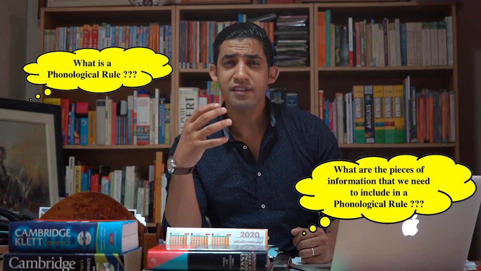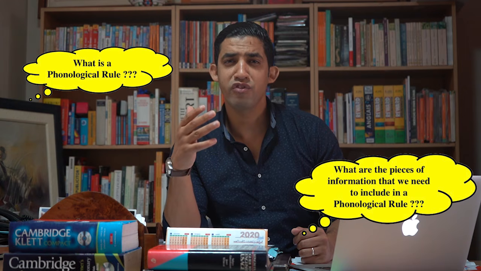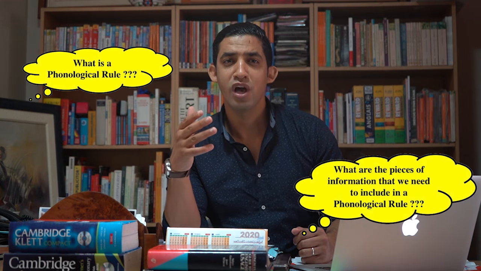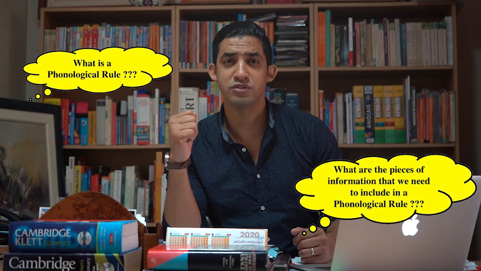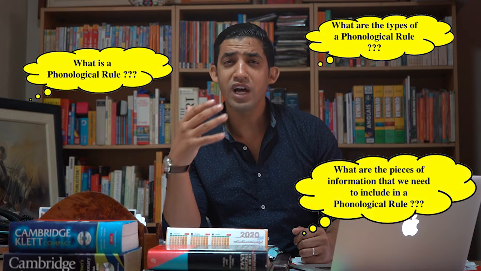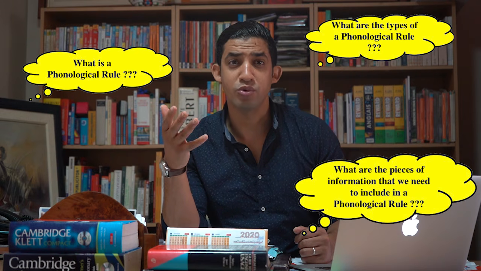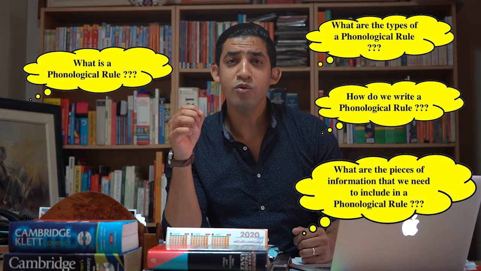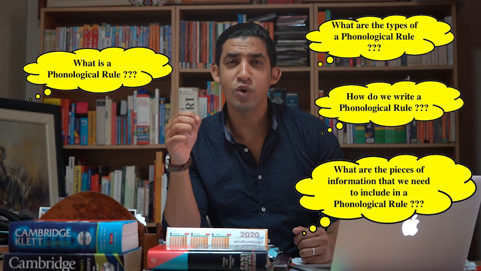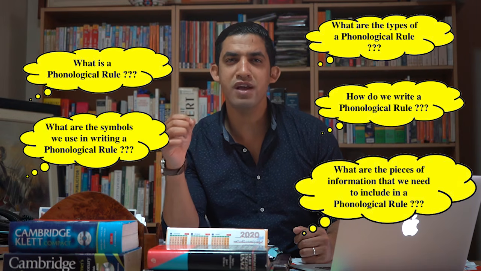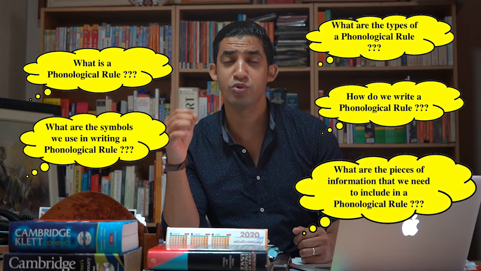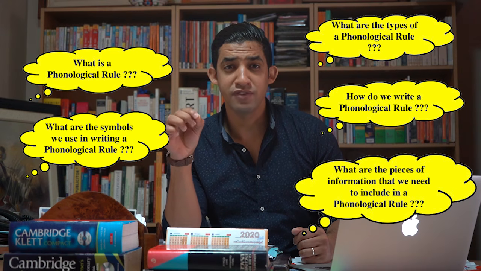Second, what are the pieces of information we need to include while writing phonological rules? And also, what are the types of phonological rules? Also, how do we write a phonological rule? What are the symbols that we need to master in order to write a phonological rule? At the end of this video, we're also going to see some examples.